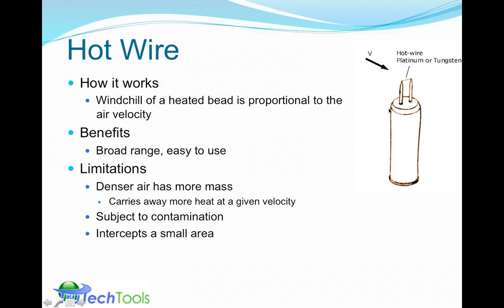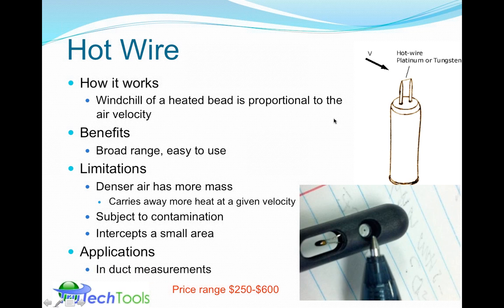It also intercepts a fairly small area, and we'll show that in just a second here. So this is the tip of a pen. That is the hot wire bead. That's where the measurement's taking place. So basically in this small area at this tip, that's where the measurement's taking place, and that's the air velocity that's being measured. If the air velocity has a high variation, and it's 10% different here and 20% different here, you can just imagine how many different measurements you'd have to take to get an accurate reading. So it has a very small intercept area. That's one of the limitations of it.